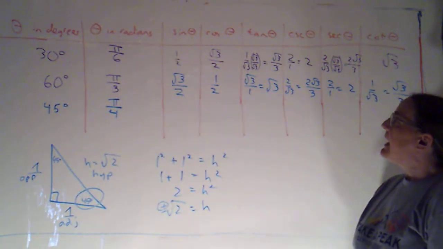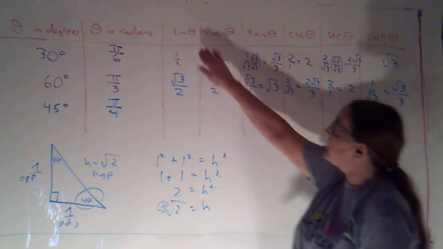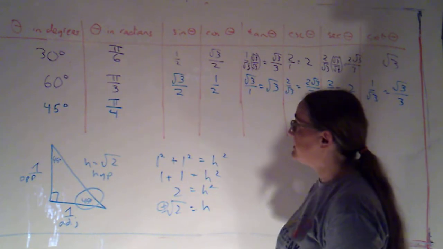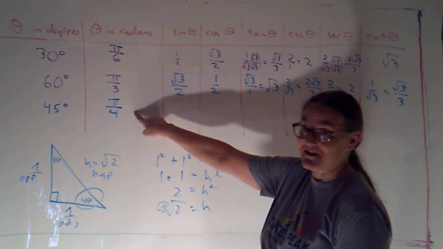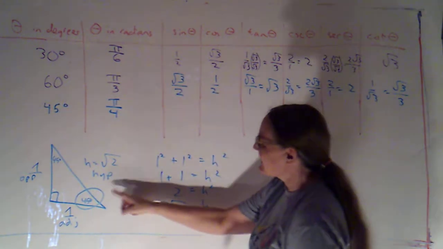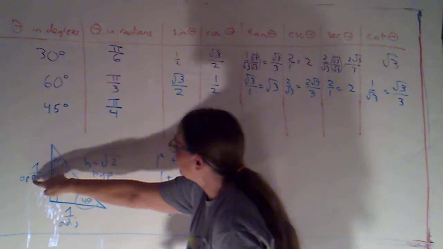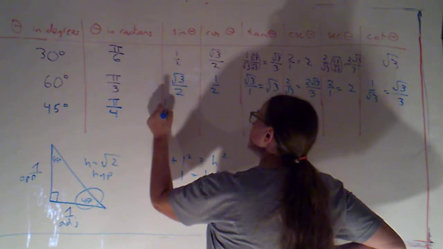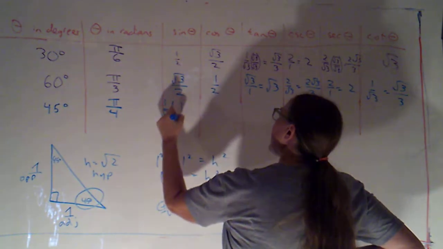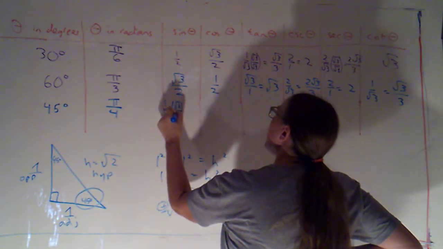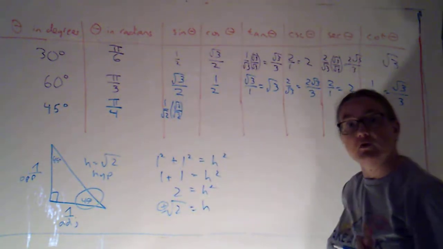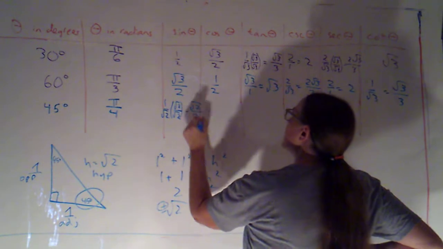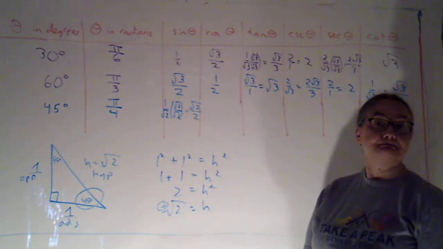Okay, excellent. So if I go to look at sine of theta, or sine of 45 degrees, or sine of pi over 4, which is the same thing, okay? That's going to be opposite over hypotenuse, so that's 1 over root 2. Of course, I can rationalize that, so I'll multiply by 1 in the form of root 2 over root 2, and I get root 2 over 2.